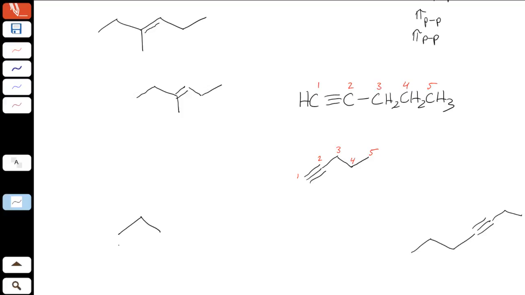So this is C6H12, whereas the saturated version would be C6H14. So any number of hydrogens that's less than 2n plus 2, that's the CnH2n+2 formula, any number of hydrogens less than that is unsaturated, whether it's rings or double bonds or triple bonds. Yes?